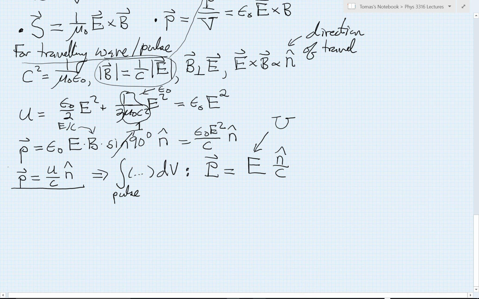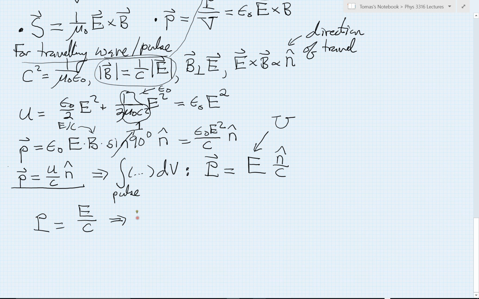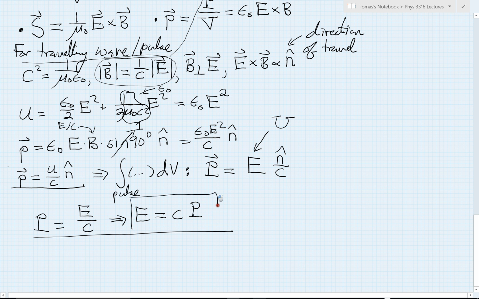So the total momentum vector is just the total energy in the pulse over c times the direction of travel. Because it's pretty clear momentum should be in the direction of travel of the pulse, usually people just worry about the magnitude. If I take the magnitude of this equation, what I get is that the total momentum magnitude P equals the total energy E divided by c. Or the other way people like to write this for electromagnetic pulses is that the total energy stored is just c times the total momentum stored. Either way that you like your result, this is sort of our key conclusion.